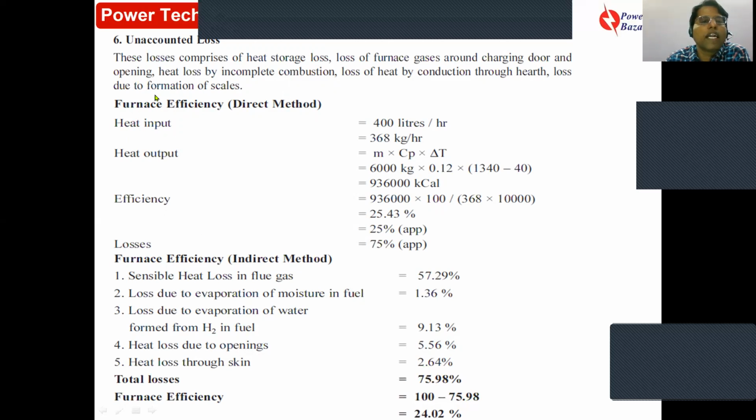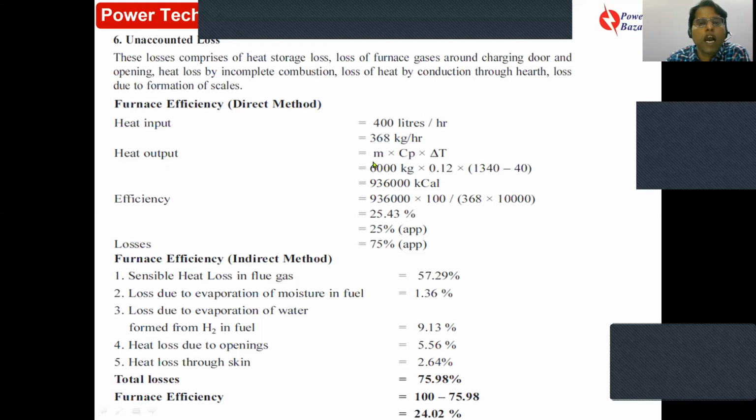Now, what will be the direct method efficiency? We have understood direct method means it is not a loss method; it is heat output divided by heat input. So what is the heat input? 400 liters per hour, multiplied by specific gravity, you will get 368 kg per hour. Now what is the heat output in that case? It is M Cp delta T. M is the mass of the billet, that is 600 kg, specific heat 0.12, and 1340 minus 40 is the delta T. So it becomes 93600 kilocalorie.